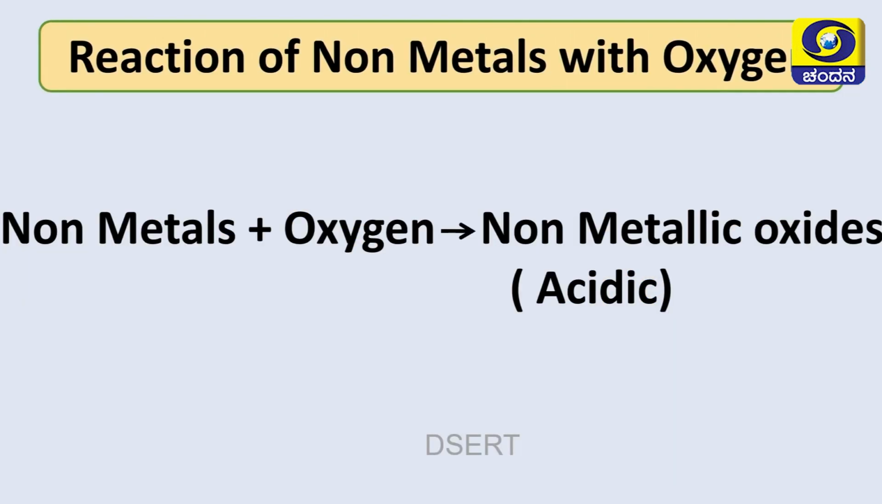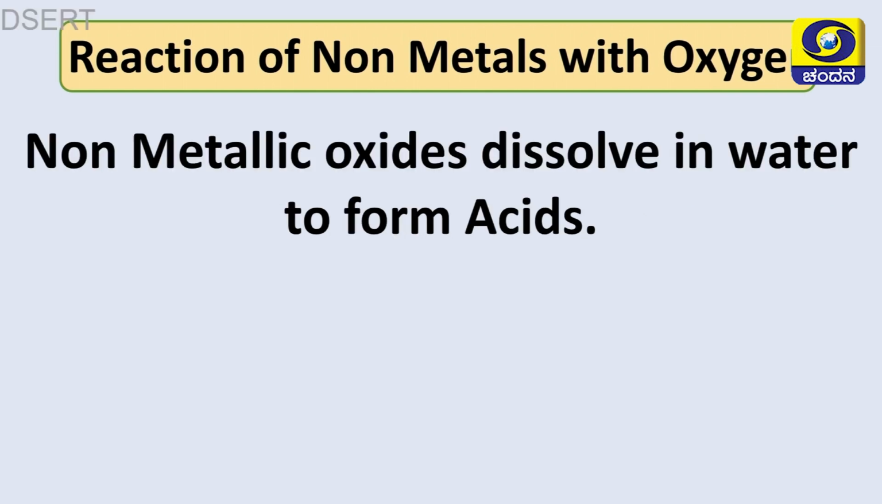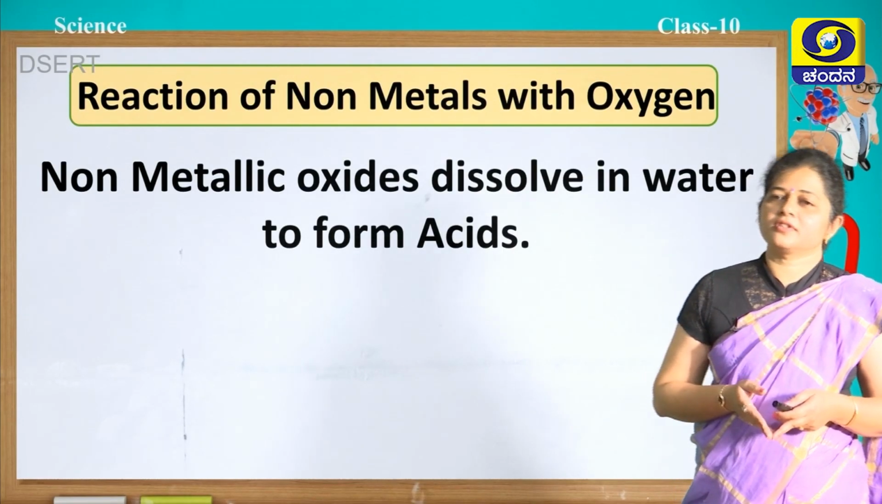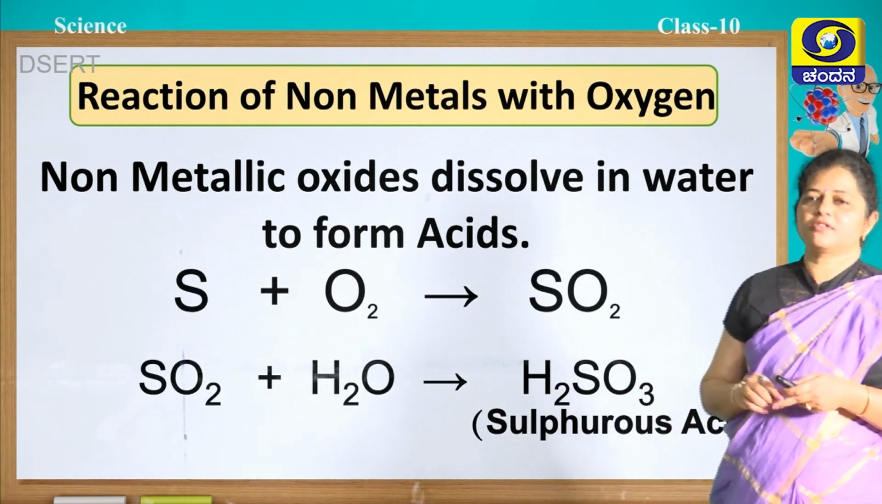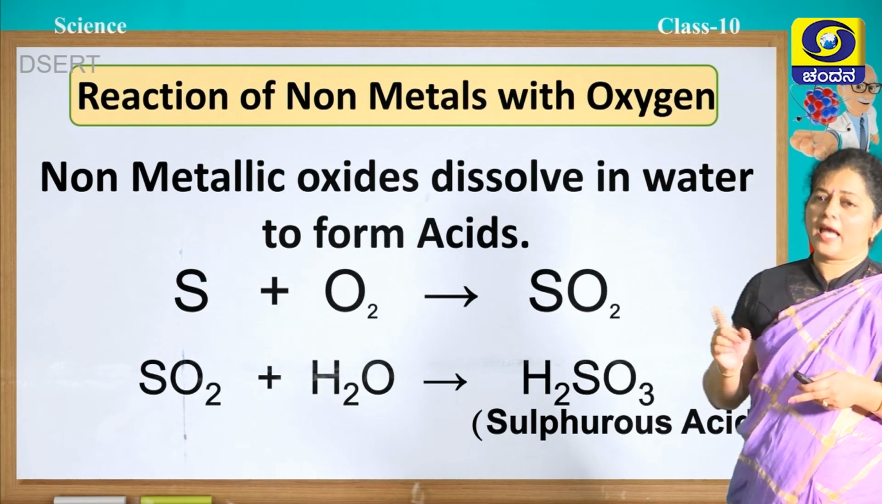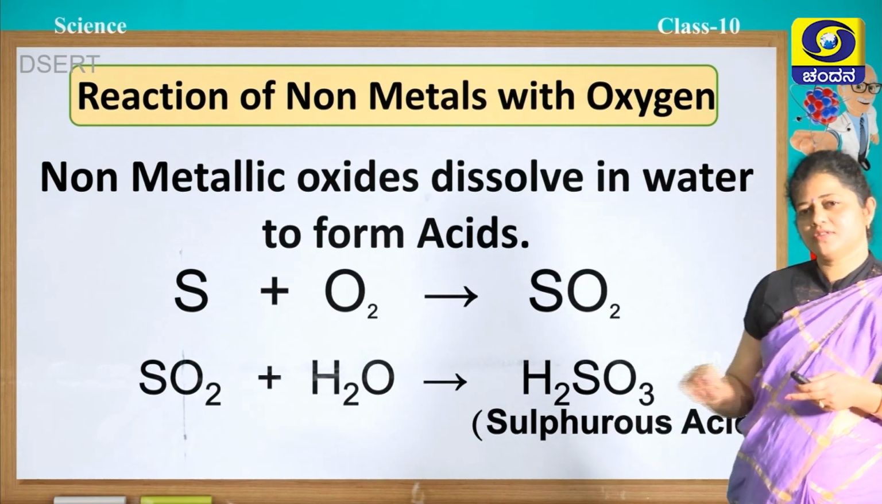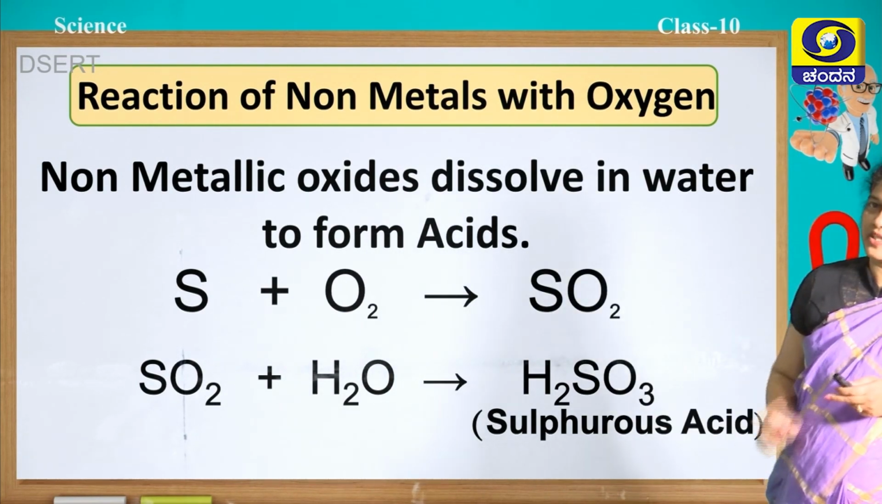Now, let us see how non-metals react with oxygen. Non-metals react with oxygen to form non-metallic oxides which are acidic in nature. Non-metallic oxides dissolve in water to form acids. Here you can see sulfur is reacting with oxygen to form sulfur dioxide, and this sulfur dioxide when dissolved in water forms sulfurous acid.